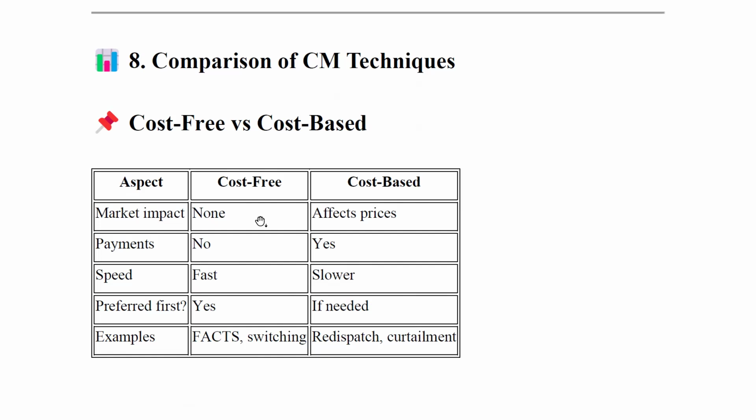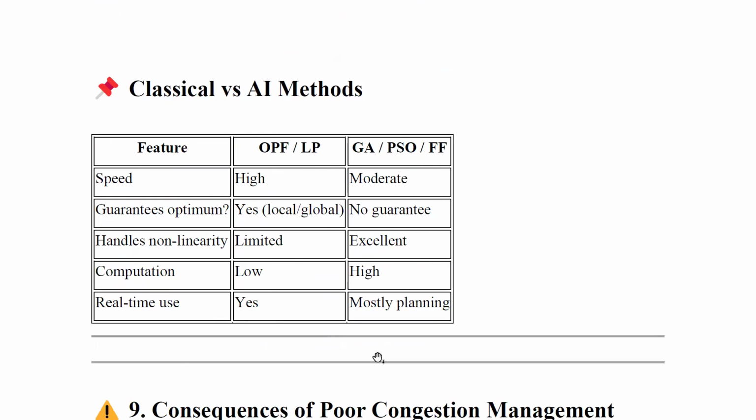So, for example, if you take the cost-free methods, they use FACTS devices, switching devices, TCSC, SVC, and STATCOM. And if you take the cost-based methods, they use the redispatch method and the curtailment-based method.